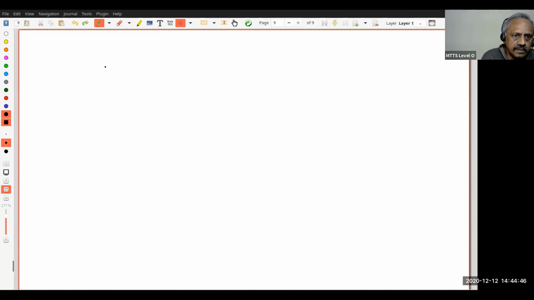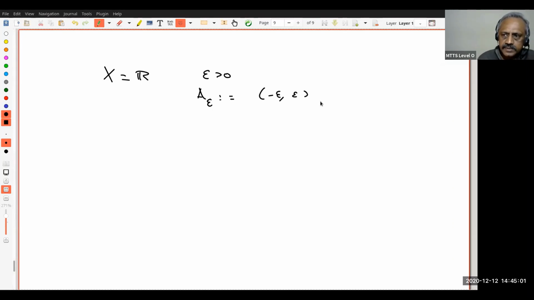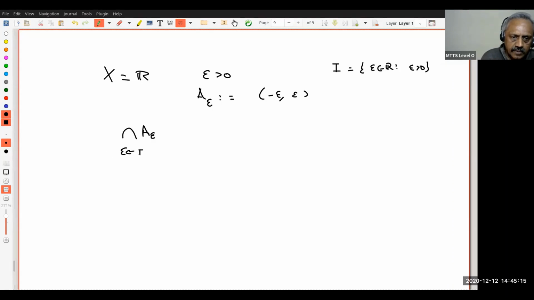Before we sign off, let us look at an example and also prove a result, which is an obvious result. Let X equal R, and for every epsilon positive, let my set A epsilon be the interval from minus epsilon to plus epsilon. Now I want to know what the intersection of A epsilon is. What is my indexing set? The indexing set is the set of all real numbers epsilon in R such that epsilon is positive.